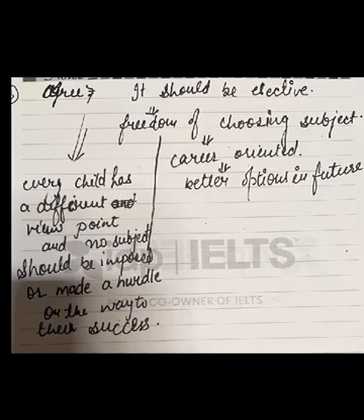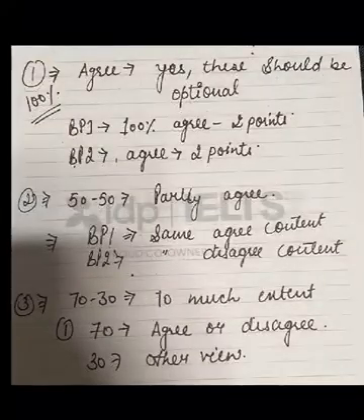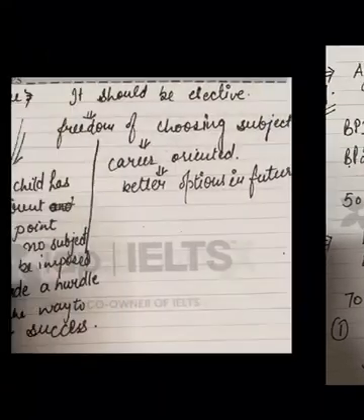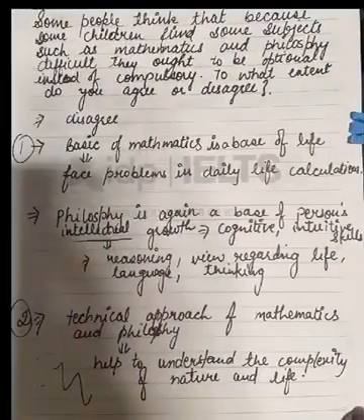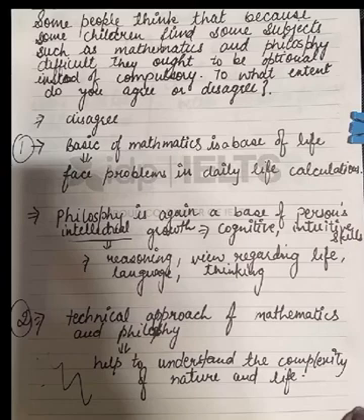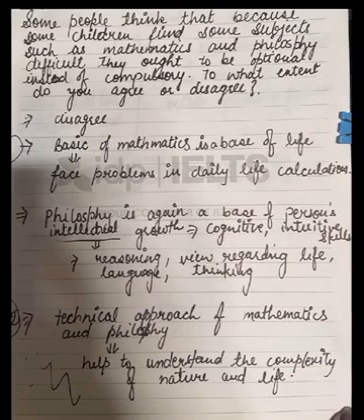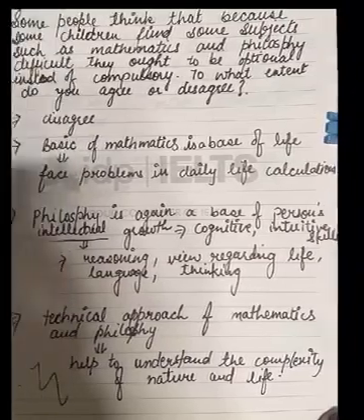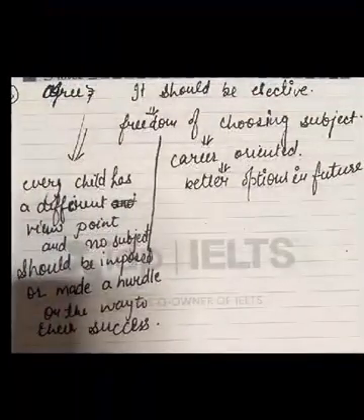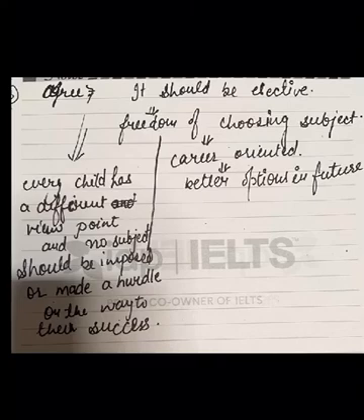Now our approach for this is the 70-30 statement, in which we are writing that we disagree with the statement, right? The first two points, 1 and 2, which are given on the screen, the basics of mathematics and the technical approach of mathematics and philosophy, are the points which you will write in your BP1, right? And on the other side, you will write the agree side, that it should be elective. So the point is given there, through which you can make your essay more effective.